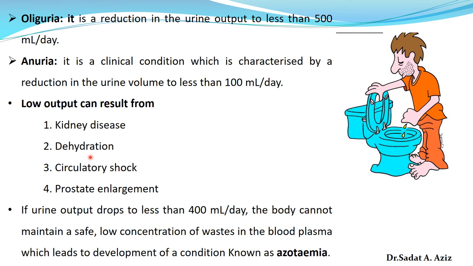The third cause of reduction in the urine output might be related to the circulatory shock. So, the circulatory shock is a specific type of shock where the patient is suffering from a systemic vasodilatation.